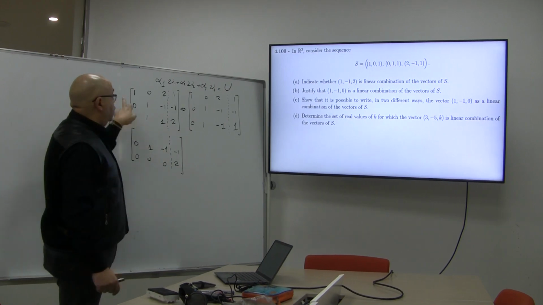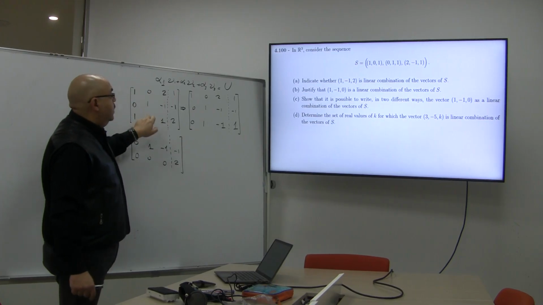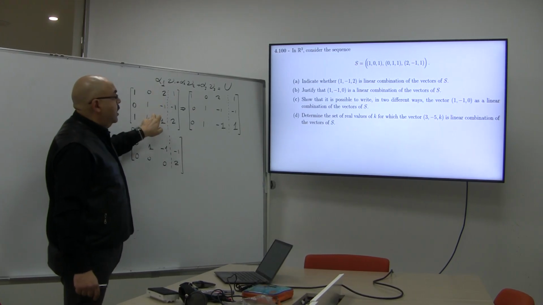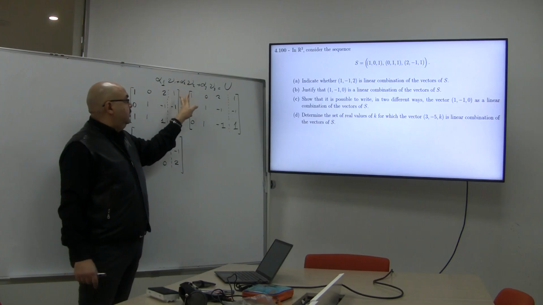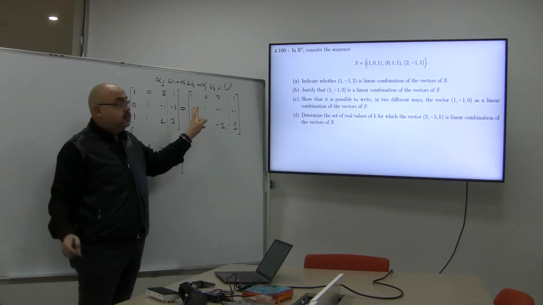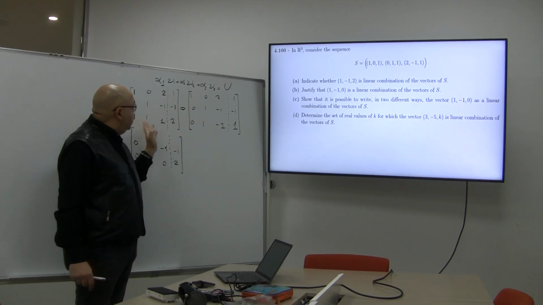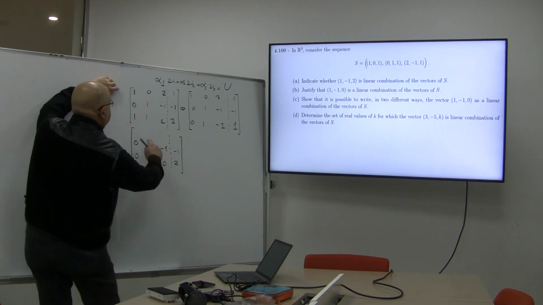Let me check once more. The first vector is 1, 0, 1. The second is 0, 1, 1. The last one is 2, negative 1, and 1. And the vector that I want to check for being a linear combination is 1, negative 1, and 2. Okay, for the second, I think everything is in order.